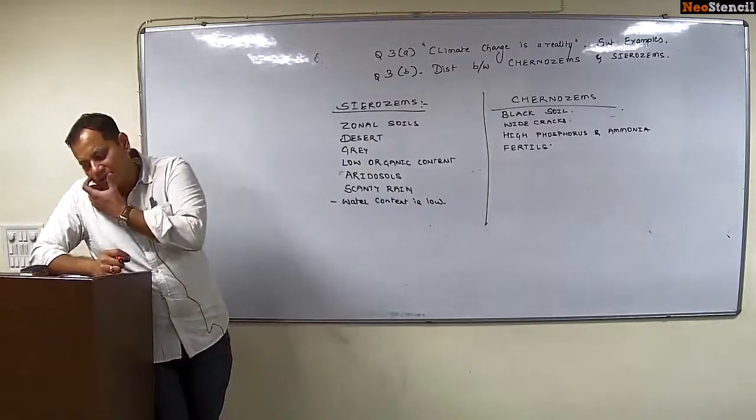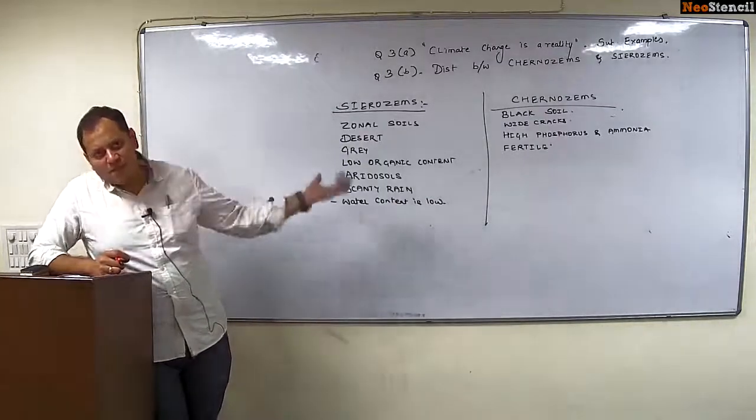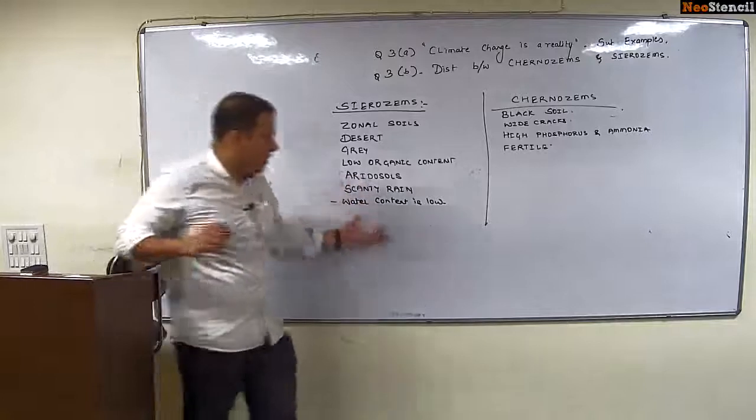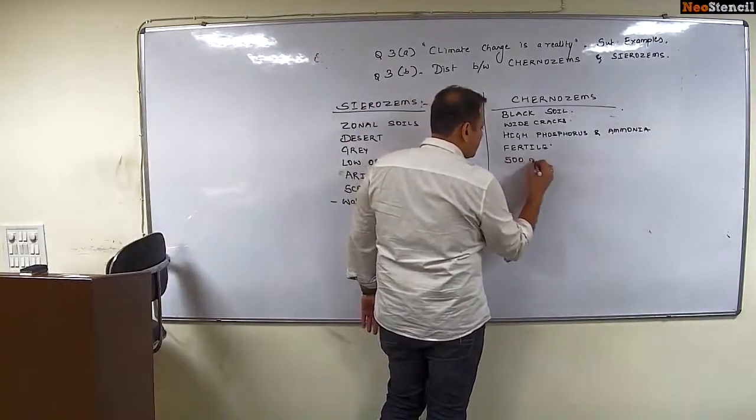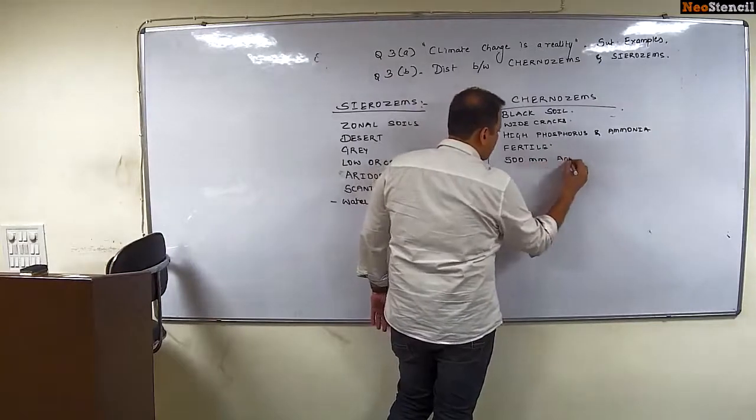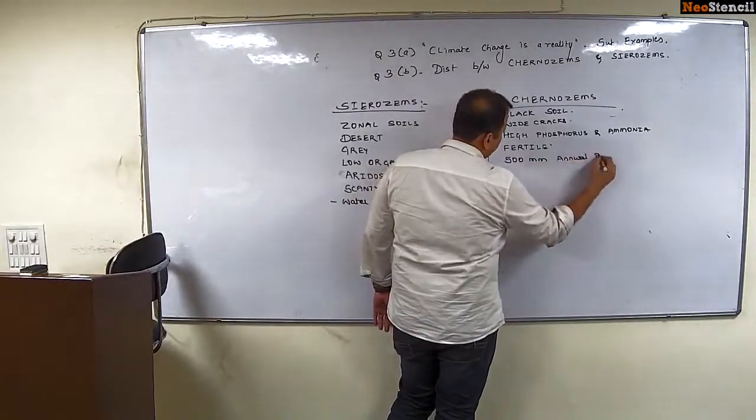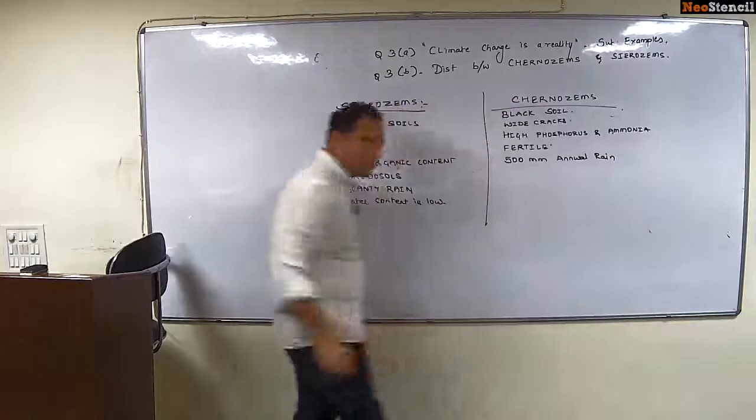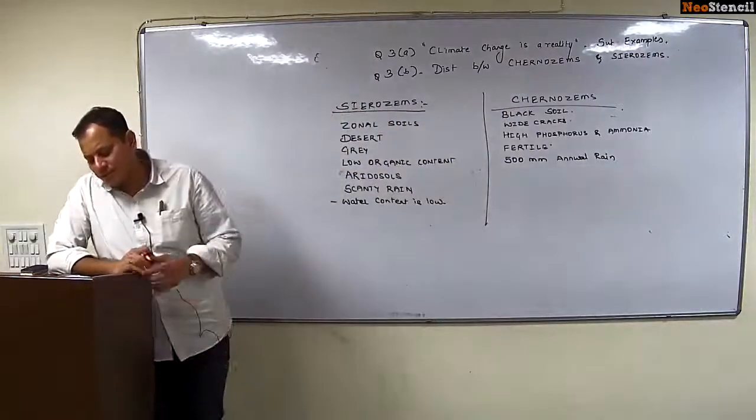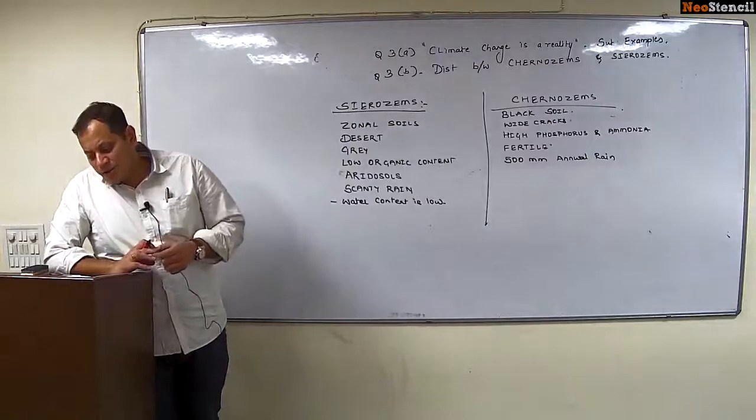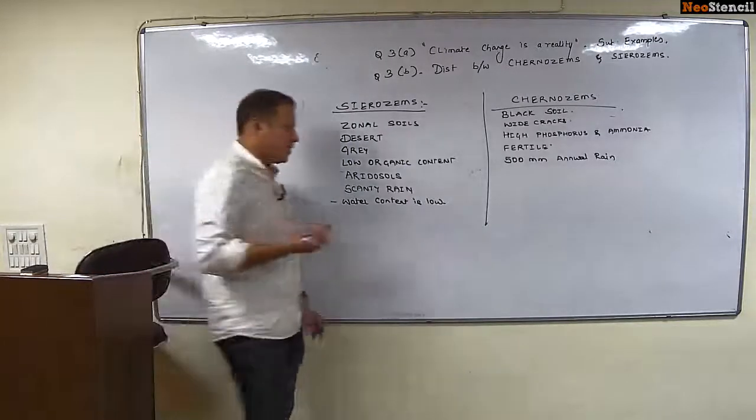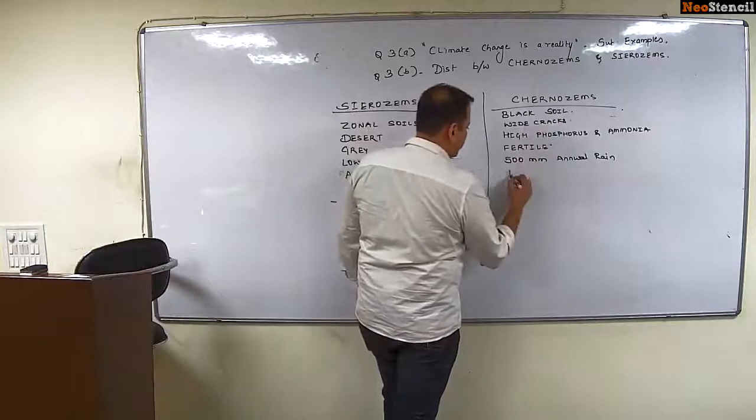And its distribution: it grows in regions of scanty rainfall, around 500 millimeters of annual rainfall. You'll find these things in our notes already. So it is rich and thick. It has loose structure. It is obviously thick soil. Black soil is a thick soil.